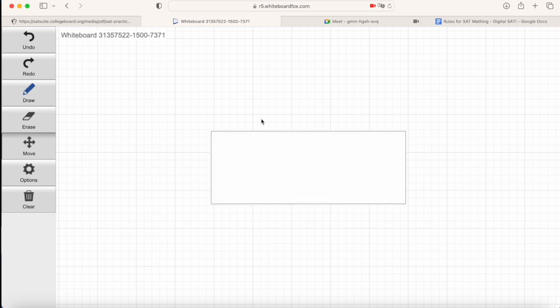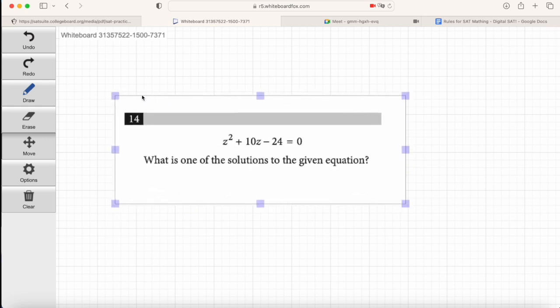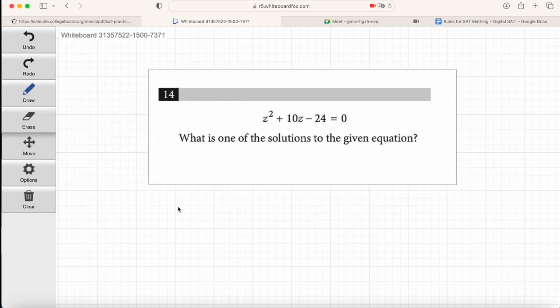Let's look at the next one here. Go ahead and read question 14 for us, please. Z to the second power plus 10 multiplied by Z minus 24 equals 0. What is one of the solutions to the given equation? What are we solving for here, Tanner? We're solving for Z, which is going to be the solution. One of the solutions. We're going to get multiple solutions for this equation.